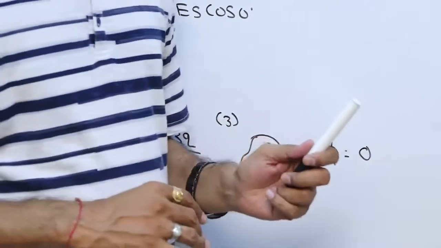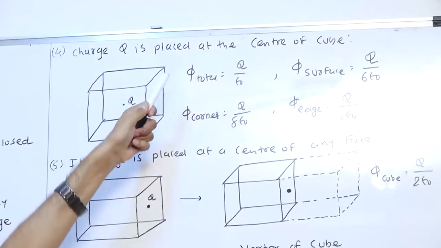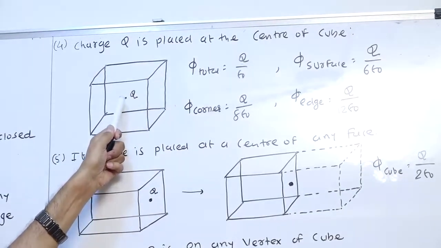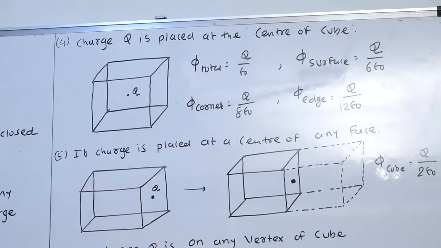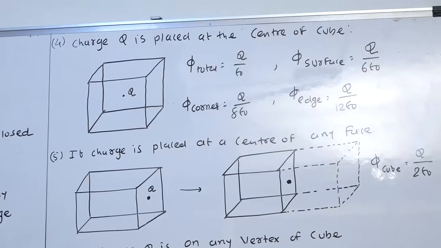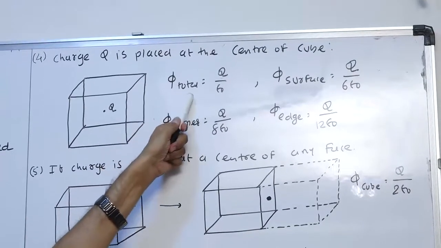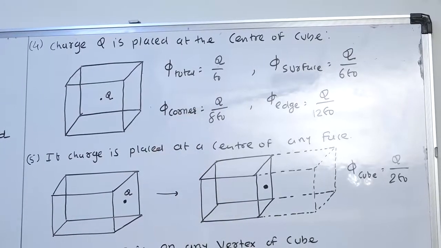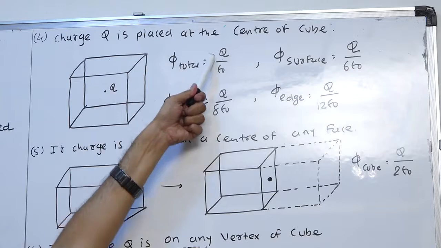Next example. See, this is our cube. Charge q is placed at the center of the cube. All the field lines are linked with this cube. The total flux linked with the cube, that is phi total, is equal to q by epsilon 0.